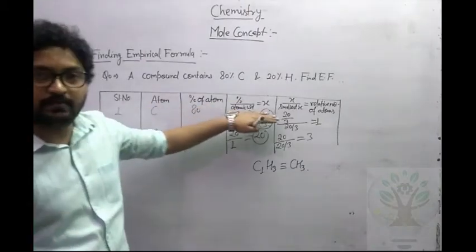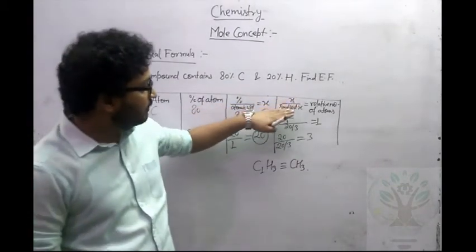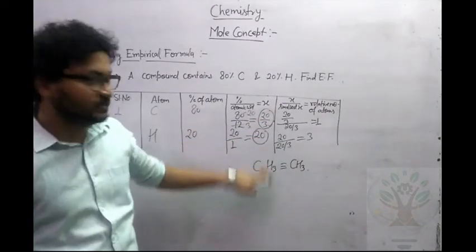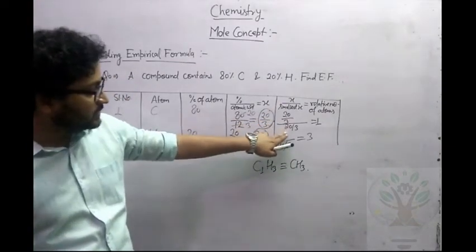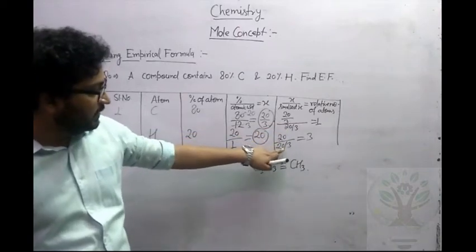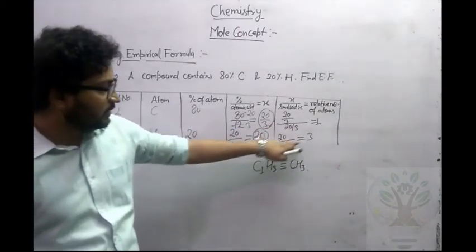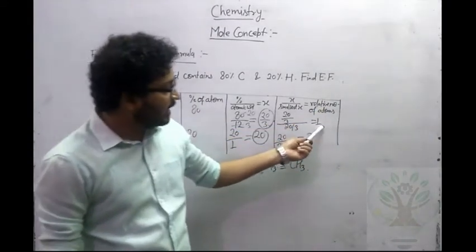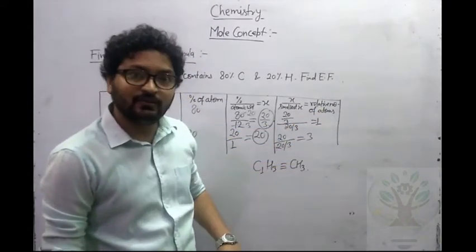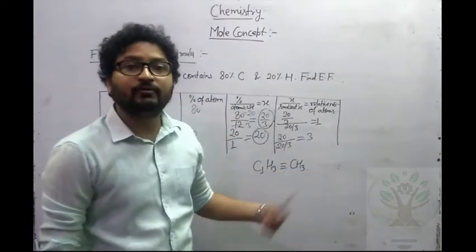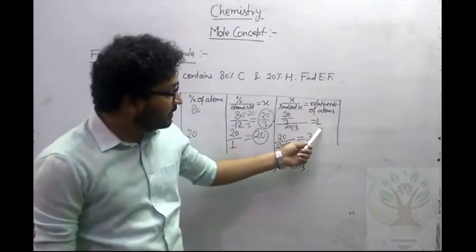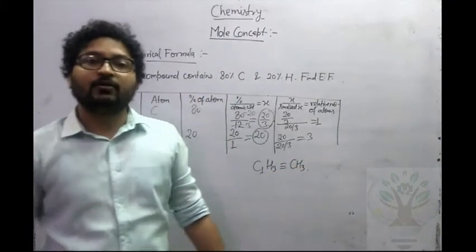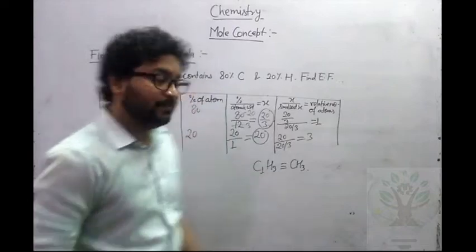Firstly, atom, percentage of atom, percentage divided by atomic weight. Then whatever number comes here, divide each number by the smallest of these. 20 by 3 divided by the smallest, 20 by 3. 20 divided by the smallest, 20 by 3. So you got 1 and 3. These are the relative atom presence. Relative atom means if carbon is 1, hydrogen is 3. If carbon is 2, what will hydrogen be? 6. If carbon is 3, hydrogen will be 9. If carbon is 4, hydrogen will be 12. Like that.